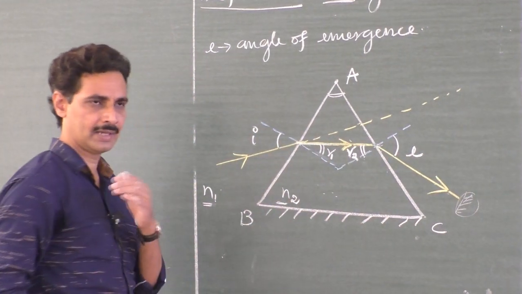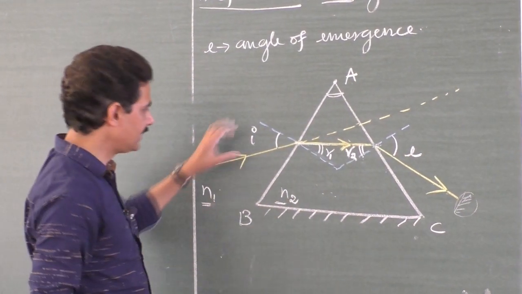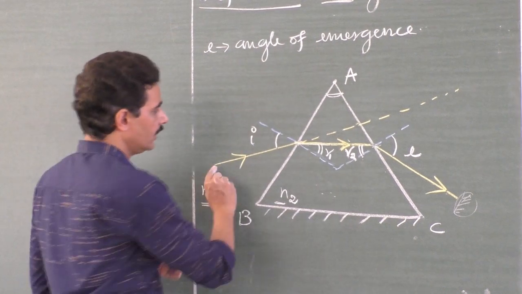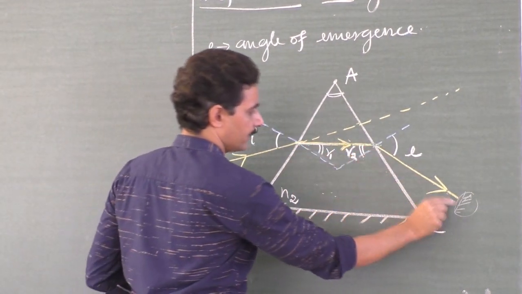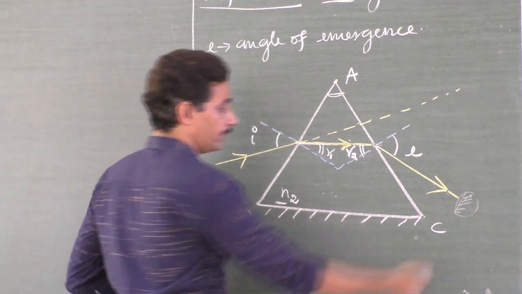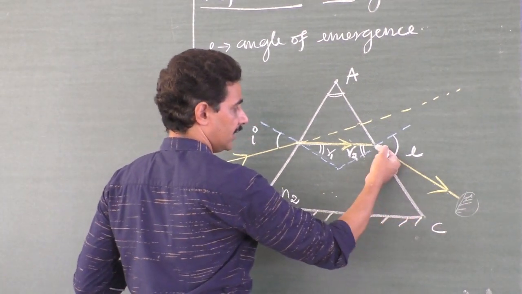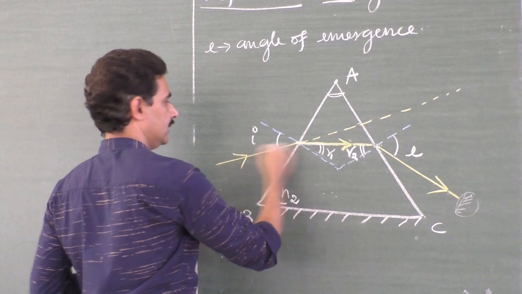For example, if I take a numerical example, imagine this is 30 degrees. The ray of light goes like this and comes out at 50 degrees, say. Suppose you put a ray of light at 50 degrees here, definitely it will come back with the 30 degrees here.